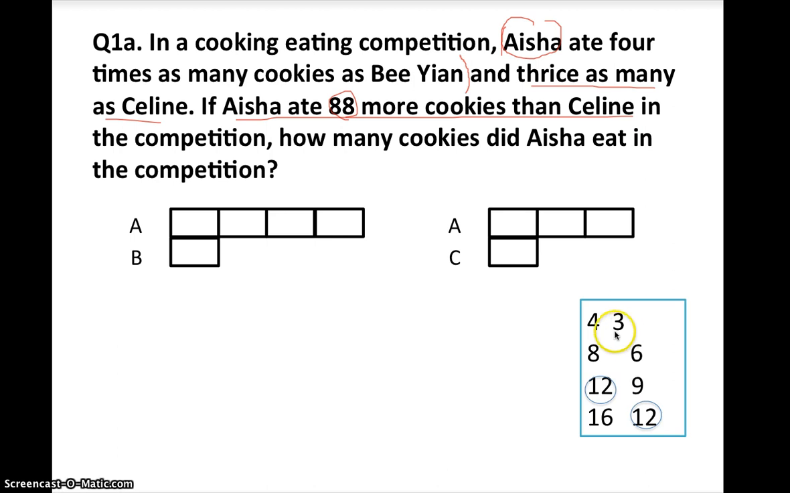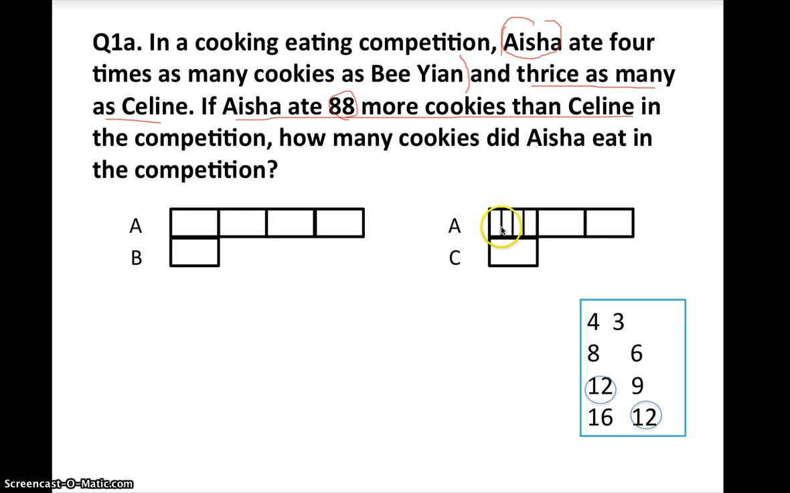So if I were to list down the multiples of 4: 4, 8, 12, 16, and the multiples of 3: 3, 6, 9, 12, I realize that the lowest common multiple is 12, which means that I can cut everything here into 12 parts and everything here into 12 parts. Okay, so let me show you an example.